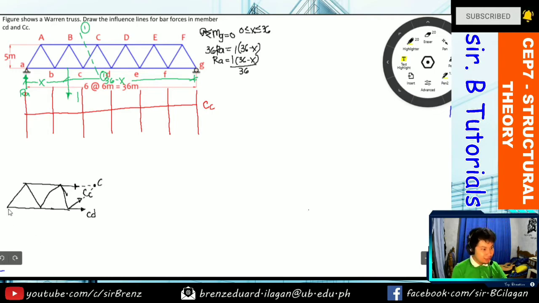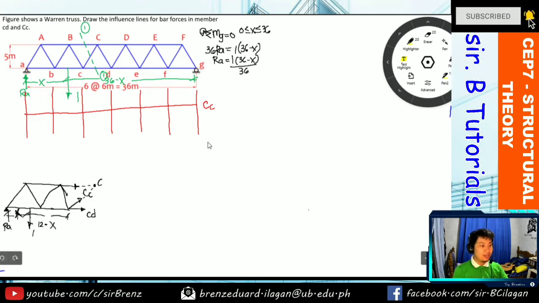Okay? So again, you have here your reaction A, from which the equation is what we got earlier. And this figure is applicable only for the distance of 0 to 12 if you have the 1 unit load here. So let's put that in. This is 1. And the remaining will be up to here. So that is 12 minus x. Okay? Why did I make this 1? So that is equivalent to distance x.